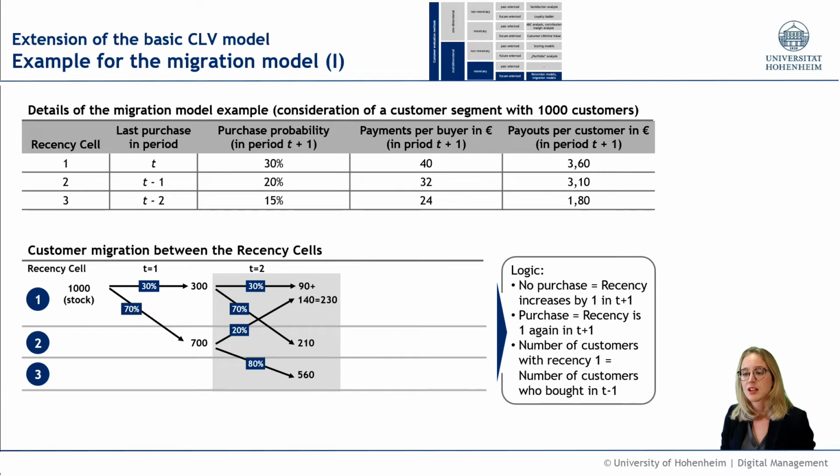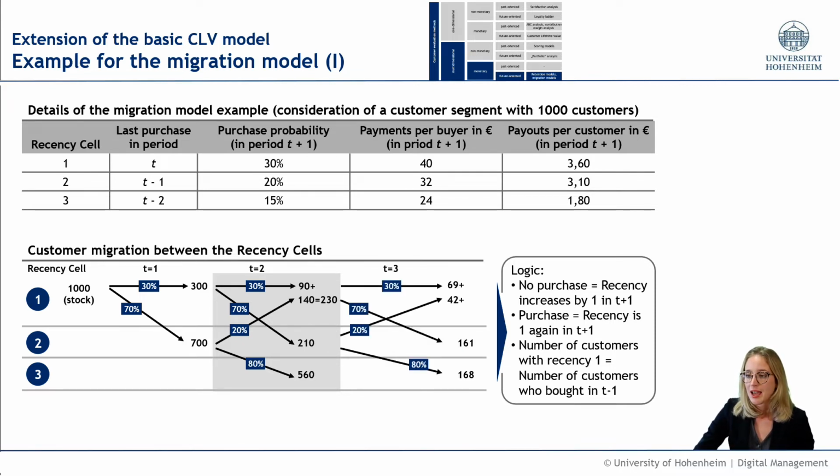So 20% of those 700 will accidentally, or surprisingly, rebuy in this period, and 80% again won't rebuy, so they move down to the least recent cell, recency cell number 3, and there are now 560 customers. So this was fun. Let's have a look at the next T.